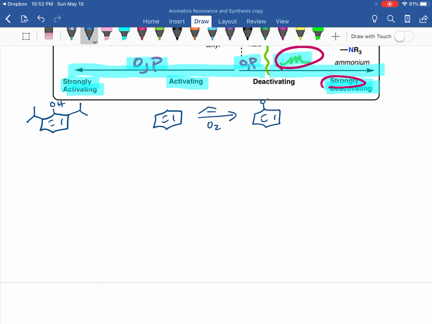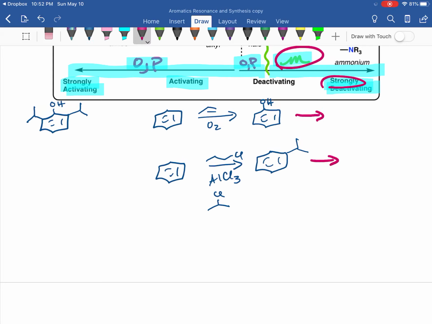How do we make the phenol? We use that cumene process. There's our phenol. And then how do we put an isopropyl group? That's our Friedel-Crafts. We can start with this one or this one, either one. It's going to rearrange. That's a nice carbocation rearrangement. And there is our isopropyl. So let's do the same thing we did for TNT. Let's make sure we have them in the right order.